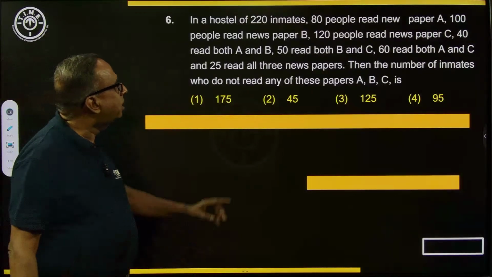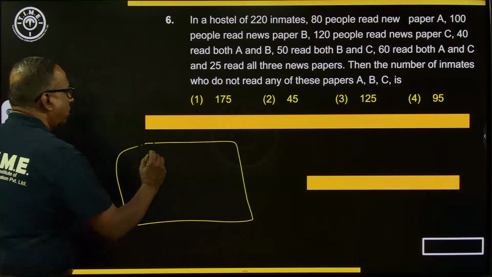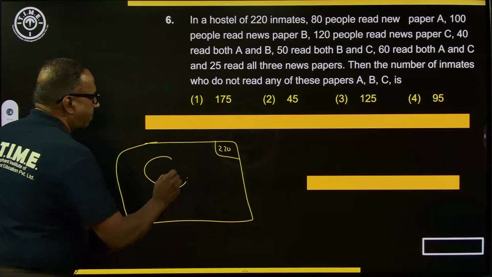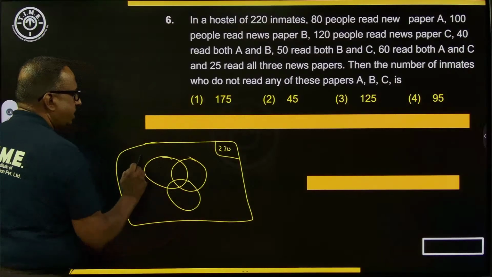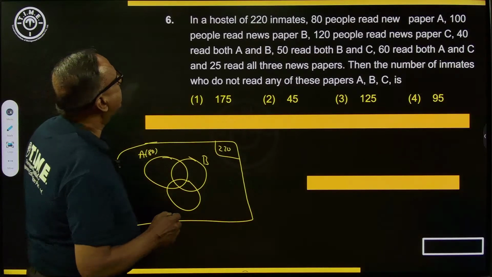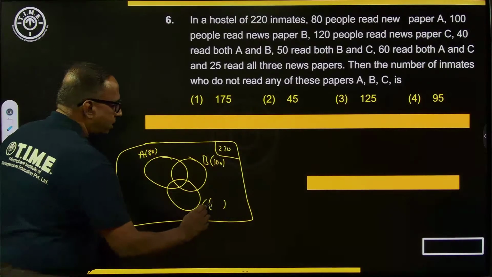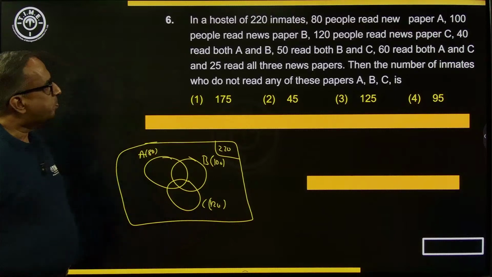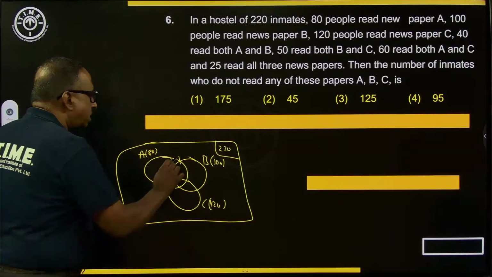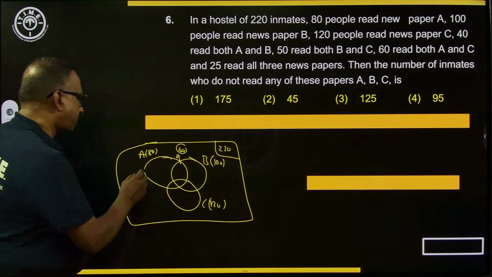In a hostel of 220 inmates. Okay, sorry, I drew the diagram. In a hostel of 220 inmates, 80 people read newspaper A. Okay, A, B, C are like this. 80 people read newspaper A and 100 people read newspaper B, and we also have 120 people who read newspaper C. And you are also given that 40 read both A and B. This part, 40 read both A and B. And then we have 60 read both A and C.